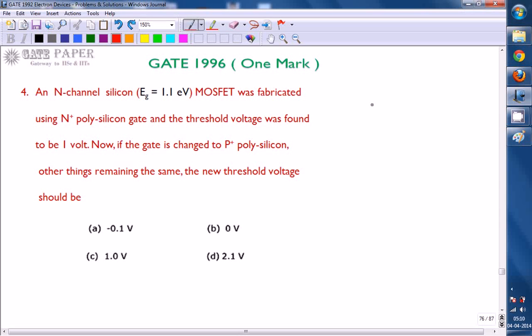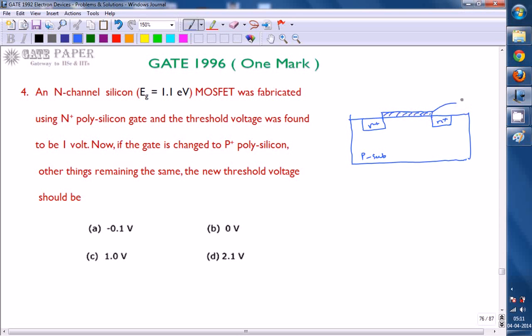So the MOSFET being fabricated is an N-channel MOSFET. N-channel MOSFET implies nothing but that it should always be fabricated on a P-type substrate. Let us assume this is the MOSFET diagram. N-channel implies it will be fabricated on a P-type substrate, and into that, two N plus regions are diffused. One acts as the source, the other acts as the drain. Above that we have the silicon dioxide layer.